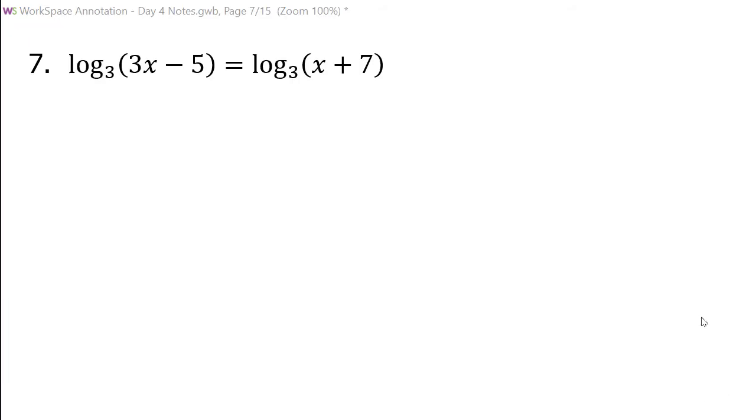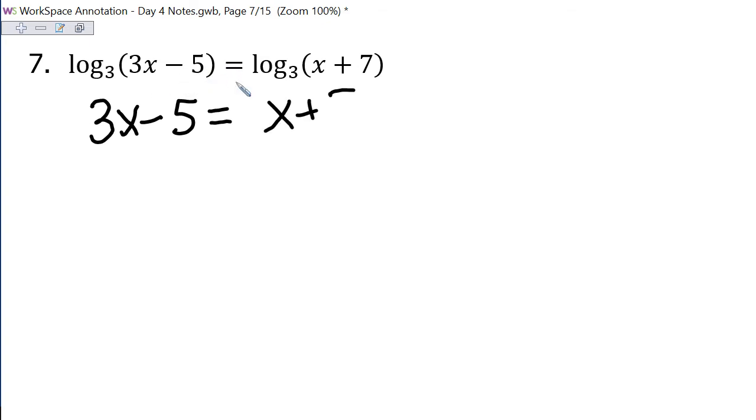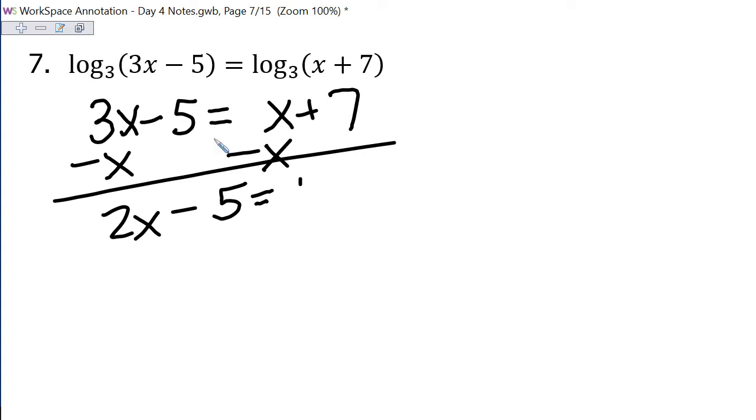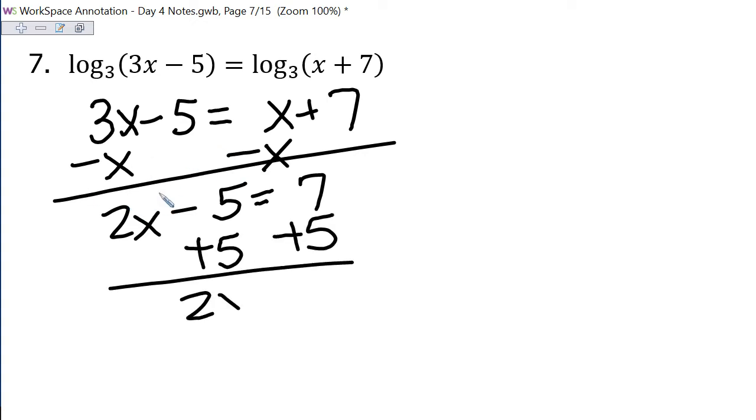Okay, number 7, log base 3, inside the parentheses is 3x minus 5. That equals log base 3, in the parentheses, we have x plus 7. What do you notice about those logs? Same base, so they cancel. So what do I do with what's in the parentheses? Both of these should equal. So that means 3x minus 5 should equal x plus 7. What do I do next? Subtract x to both sides. What's 3x minus x? So this would be 2x minus 5 equals 7. What's next? Add 5 to both sides. So 2x equals 12. Divide both sides by 2. What does x equal? 6.